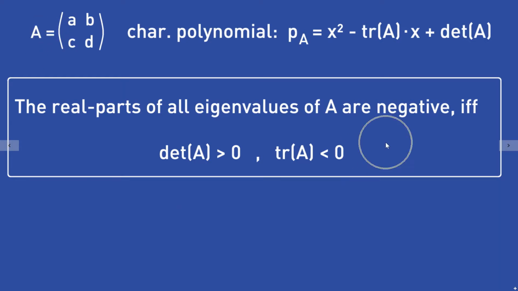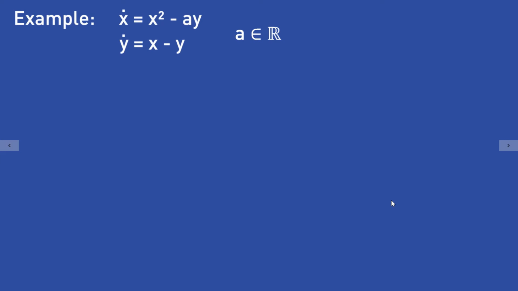This is very helpful when it comes to stability of fixed points. Let's take a look at an example now. We consider the following system of differential equations, where a is a real number. So this differential equation depends on the number a, which is some real number.